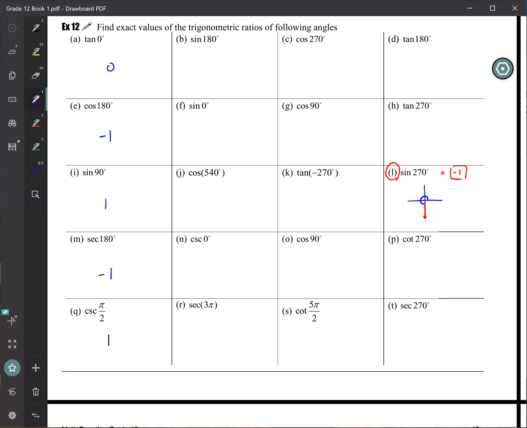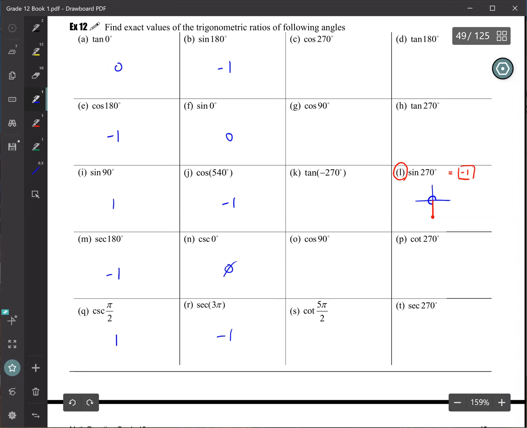Cindy, what's your answer for the second column? -1, 0, -1, undefined, -1. Does anybody have something different here? For B, I have 0. Is it 0? What do you think, Cindy? Oh wait, never mind. Yes, as we turn to 180 degrees, remember sine will be 1, -1, and the rest of them are 0. So it will be 0 there. Anything else different? Looks good. Next column.